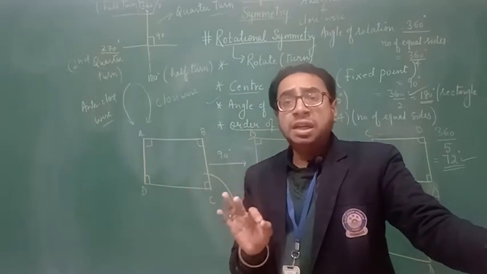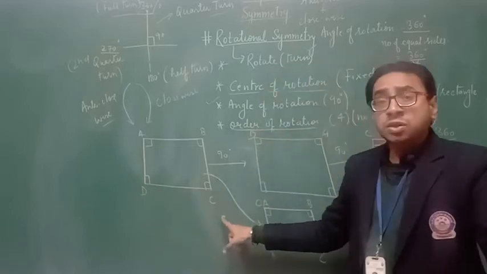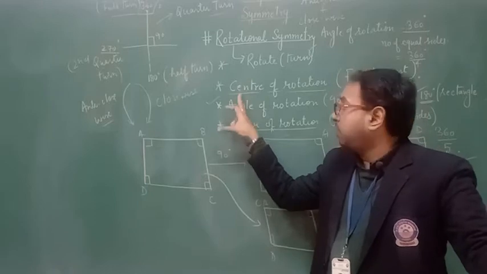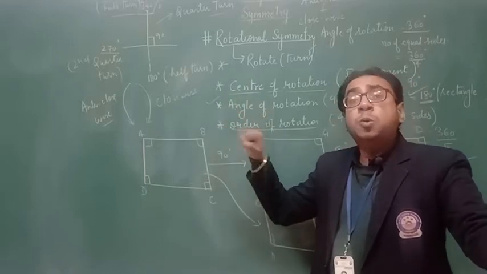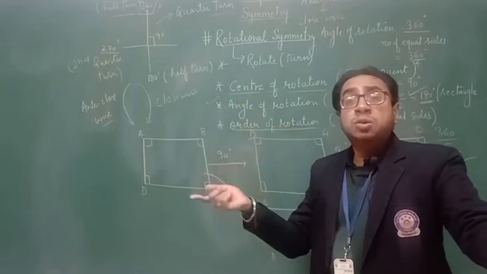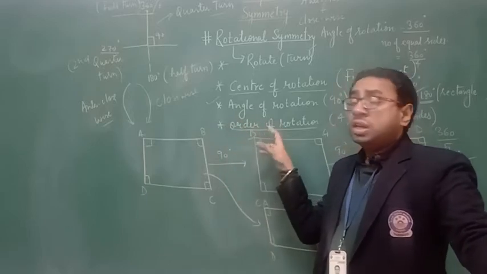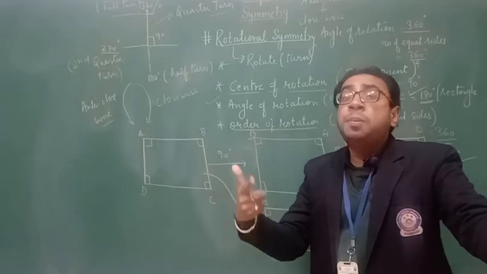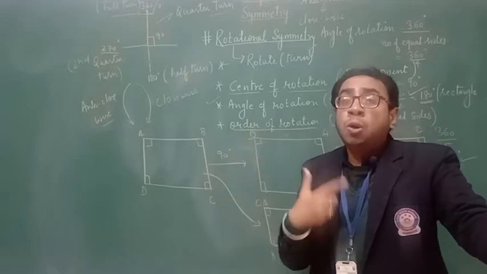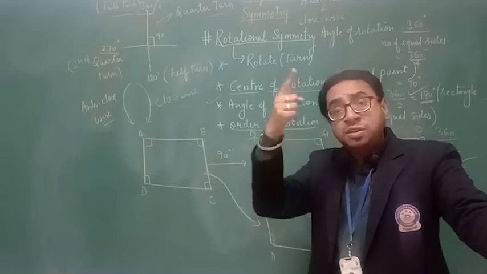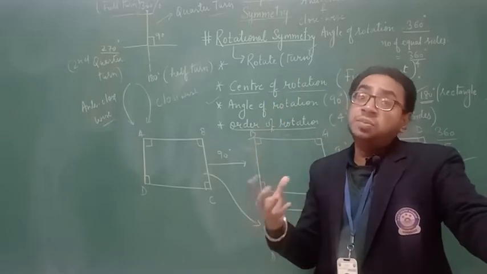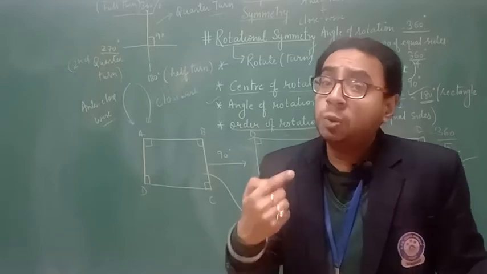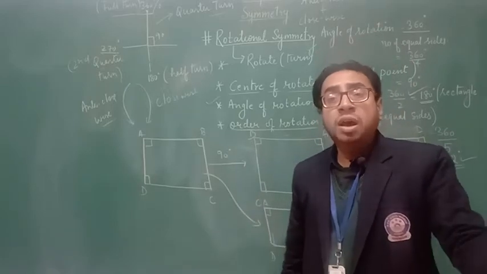Rotational symmetry. Any doubt with this concept? So in rotational symmetry, most important is the center of rotation, a fixed point about which it should happen. Secondly, the angle of rotation: about what angle I must rotate an object so that I get the same shape back. Order of rotation: after how many times we are getting the shape back throughout the whole journey. Whole journey here means 0 to 360 degrees. How many times the object retains the same position back would define your order of rotation. Are we clear about this?